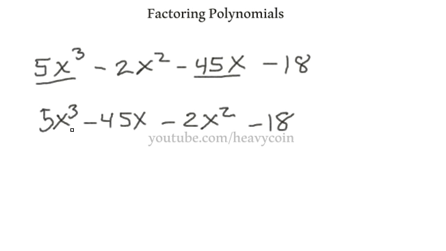Okay, so what we're going to do now is we're going to look at these two here. I can pull out a 5 because 5 goes into 45, and I'm going to also pull out an x, and there's one here, so we're going to pull this x out right here. So 5 and x, we're going to be left with x squared because we pulled one of them out, and this would be 9 right here.